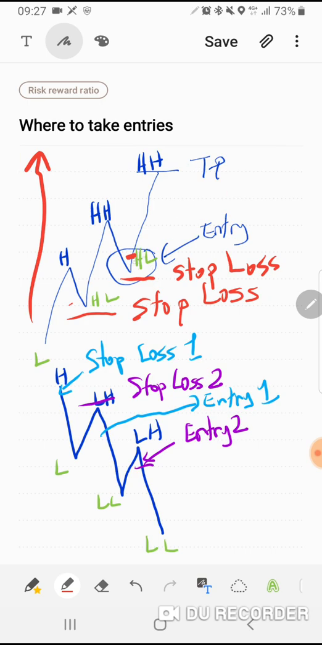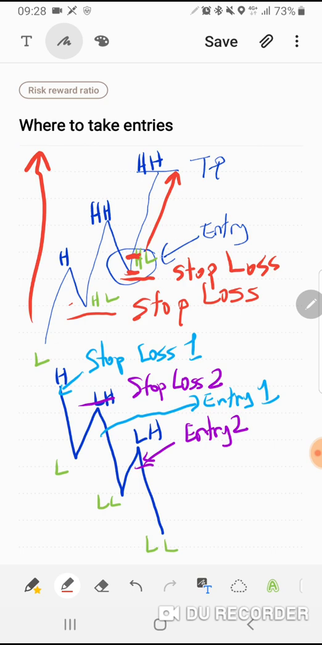In this case, let's say you normally put your risk, your stop loss, somewhere here below the previous swing low. Then you put your entry and take a reward somewhere here. So that's how you calculate your risk reward. I'll show you shortly how to calculate your risk reward.